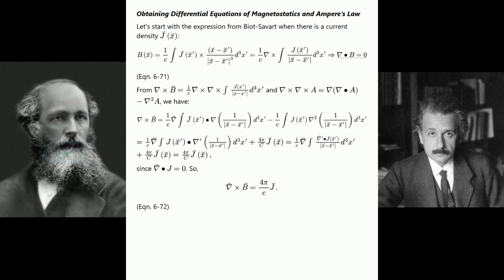equals 1 over c gradient, with over it the integral from 2 of the fraction with numerator gradient prime dot J of x prime vector and denominator the absolute value of x vector minus x prime vector, d cubed x prime, plus 4 pi over c J vector of x vector, equals 4 pi over c J vector of x vector, since gradient dot J equals 0.